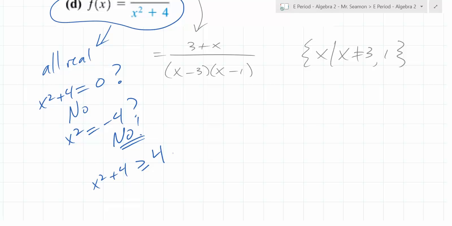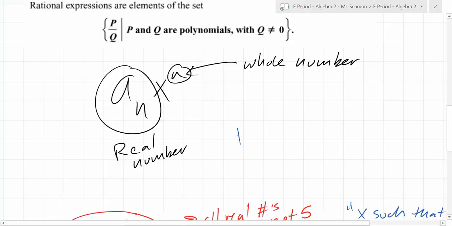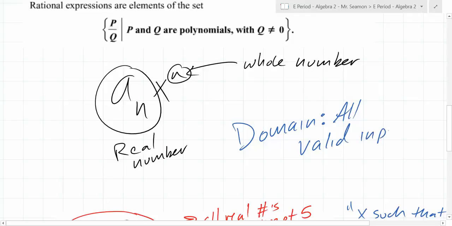So if I ask you for the domain, it is the set of all valid inputs. So domain is all valid input values. And generally speaking, what are the input values called? The x values, generally speaking, in this class.